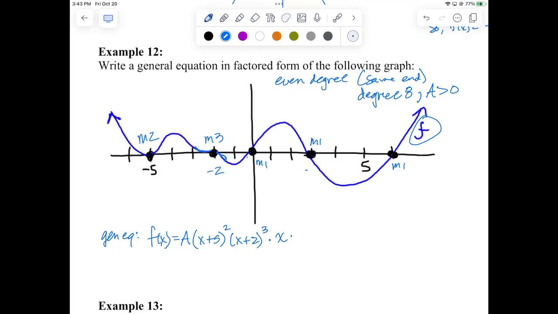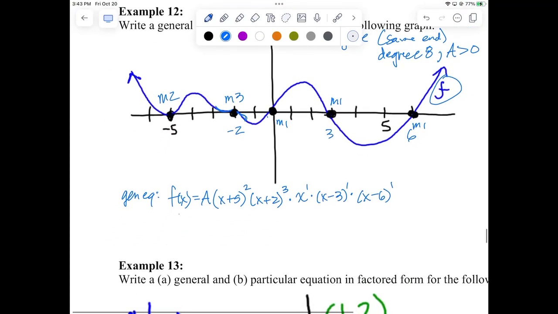And then it looks like it crosses at 3, so x minus 3 is a factor to the first. And then it crosses again at 6, so x minus 6 to the first is the factor. Now, if we clean this up a little bit, we usually bring the x to the front, so we'll call this a x, x plus 5 squared, x plus 2 cubed, x minus 3 to the first, and then x minus 6 to the first. And that's my final answer for the general equation.